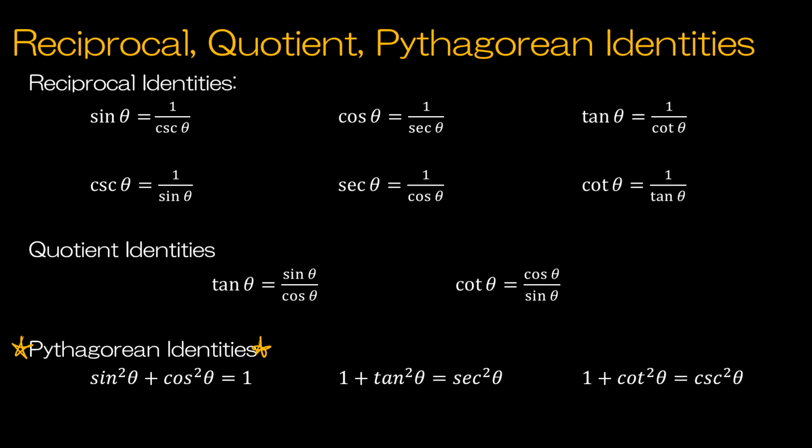The first one is sine squared theta plus cosine squared theta is equal to 1. And keep in mind, any of these that we are learning, you can always manipulate algebraically. So I could say that sine squared theta is equal to 1 minus cosine squared theta, and so forth. And I could do that for any of the 3 Pythagorean identities. The second one is 1 plus tangent squared theta is equal to secant squared theta. And the last is 1 plus cotangent squared theta is equal to cosecant squared theta.